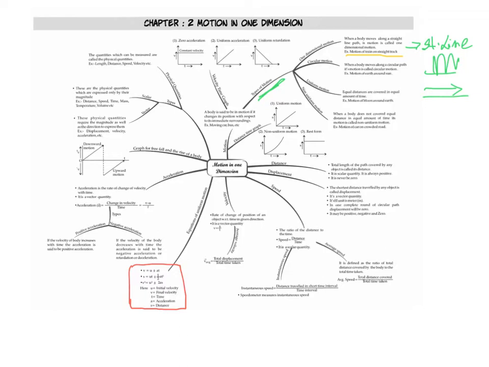Can anyone tell me in this case what is the difference between a circular motion and a rotatory motion? Anyone? You can unmute and tell me what's a rotatory and what's a circular motion. Okay, more or less correct.